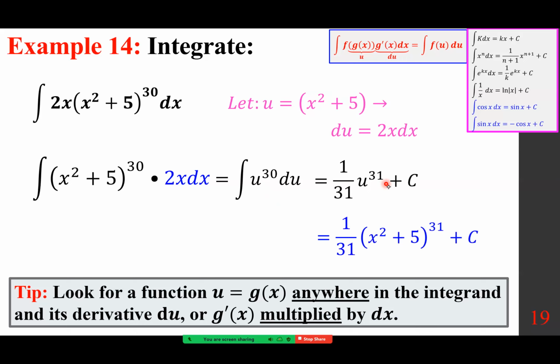So the tip is, look for a function u equals g of x anywhere in the integrand, and its derivative du, or g prime of x, multiplied by dx. That's the technique.